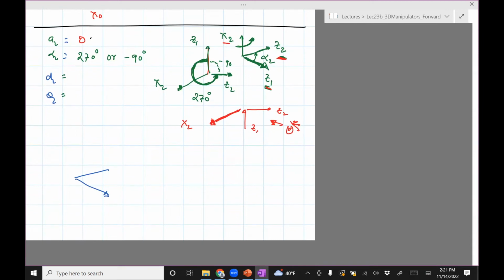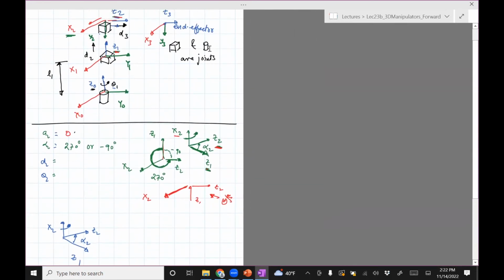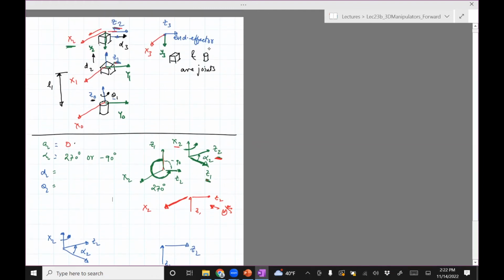I put i equals 2, and I would have Z2, Z1, Z2, X2. Alpha 2. So alpha 2 is the angle between Z1 and Z2 about the X2 axis. This is positive. Okay, so let's draw Z1 and Z2. Z1 is pointing upwards, Z2 is pointing to the right. And then I need to measure the distance and the angle about X2.